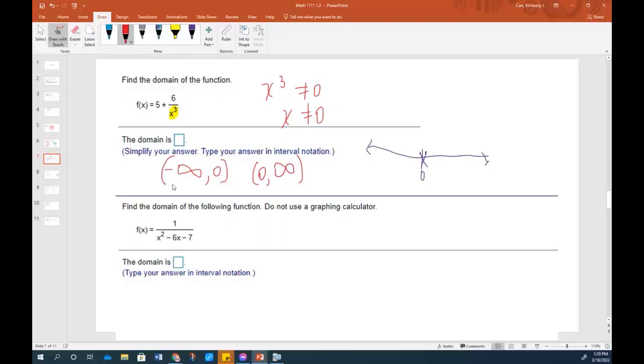Now, the infinities are always open. Always, that's called open when you put a parenthesis there. Always put parentheses around infinities. Then you will need to put a U between them. When you're typing this online, you're going to see that little menu that comes up at the bottom, and this symbol, it's not a U on your keyboard, but you need to click that symbol that is showing up down at the bottom.